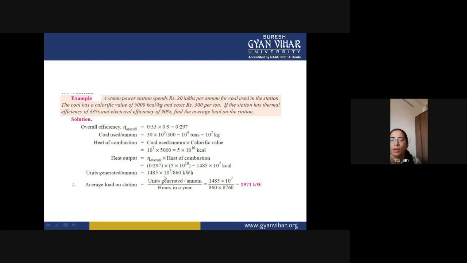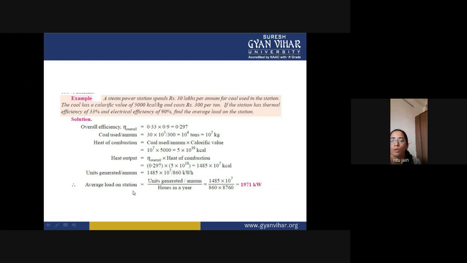Now units generated per annum, which can be calculated because the unit is always considered in kilowatt hour. So this is the heat of combustion and this is your heat output, because the efficiency of power plant is 0.297 and the heat of combustion is 5 into 10 to the power 10 kilocalories. So the output of this coal is 1485 into 10 to the power 7 kilocalories. So units generated per annum is equal to 1485 into 10 to the power 7 divided by 860 kilowatt hour.